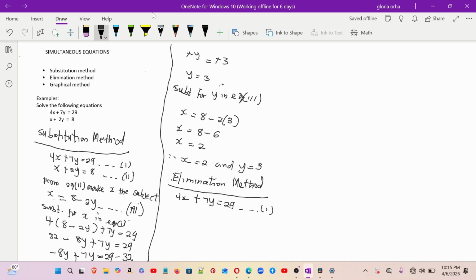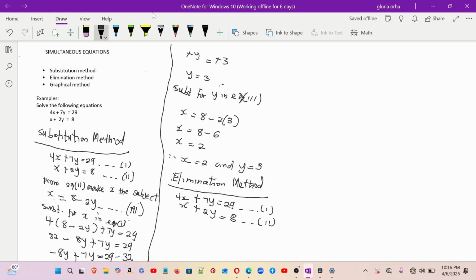This is the elimination method. From the word eliminate, whenever you are given two equations, you look at the variables of equation 1 and equation 2. Any variable that has the same coefficient in both equation 1 and 2, you eliminate it and solve for the other variable. But if you check this question, the coefficient of x in equation 1 and the coefficient of x in equation 2 are not the same. We can't eliminate it this way.